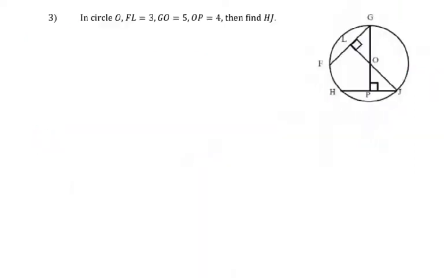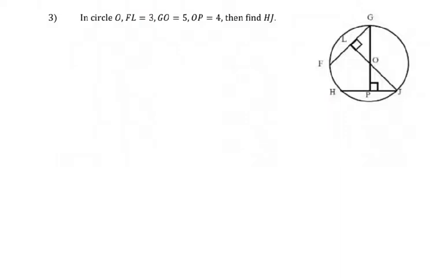All right, next example. In circle O, now that's the center. If they name it circle O, O is the center. We have segment FL is 3, segment GO is 5, segment OP is 4, and we want to find HJ. Just take a look at HJ. It's a chord, and the radius or diameter, part of the diameter, part of the radius, right, is perpendicular to that chord. So HJ is going to be bisected. So that would mean that segment HP is congruent to segment PJ.